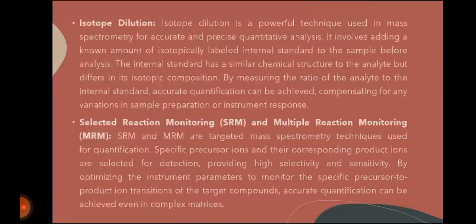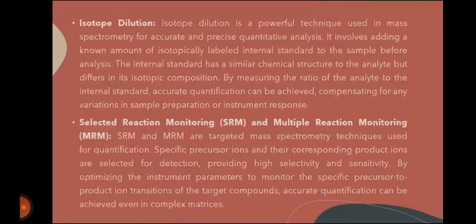Then isotope dilution. Isotope dilution is a powerful technique used in mass spectrometry for accurate and precise quantitative analysis. It involves adding a known amount of isotopically labeled internal standard to the sample before analysis. The internal standard has a similar chemical structure to the analyte but differs in its isotopic composition.